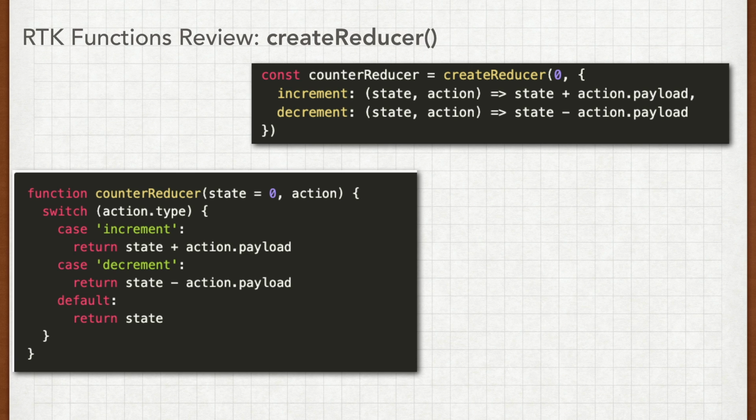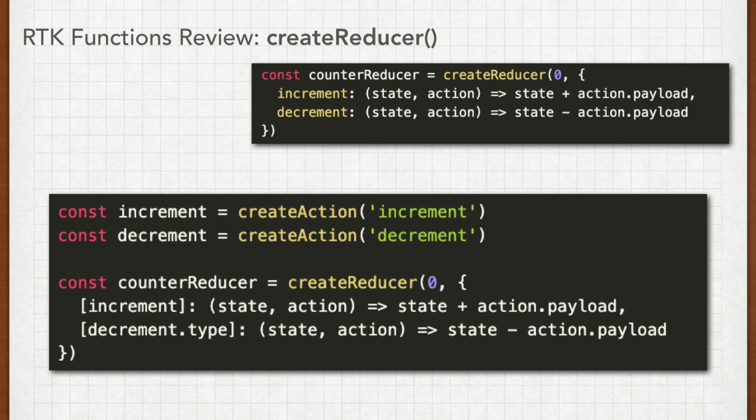Another good thing about using this createReducer function is just like our createSlice, we could use Immer. Immer is included with this so that you could quote unquote mutate the state directly as long as it's an object, and Immer will work its magic and make it into an immutable state update.